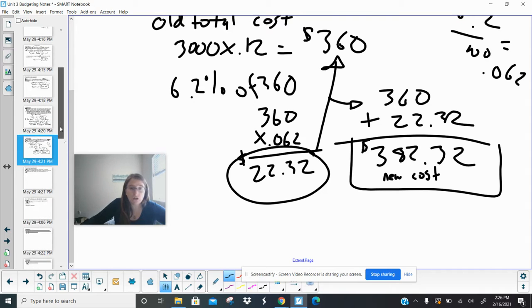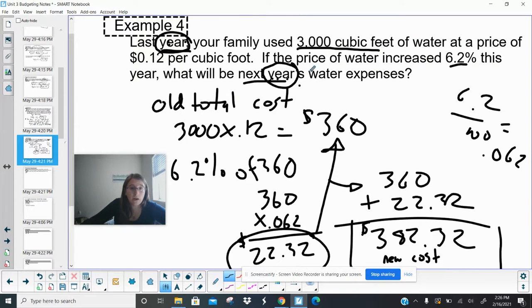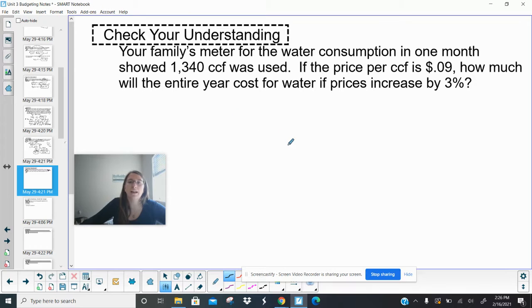So I want you guys to try some more time. The same thing is going to happen. You're going to find the old cost, find the increase, and then add the increase to the old cost. Go ahead and try it again on this one. Ooh, keep an eye out for one more thing here. Look at the time periods. They don't match. We're going to have to do something.